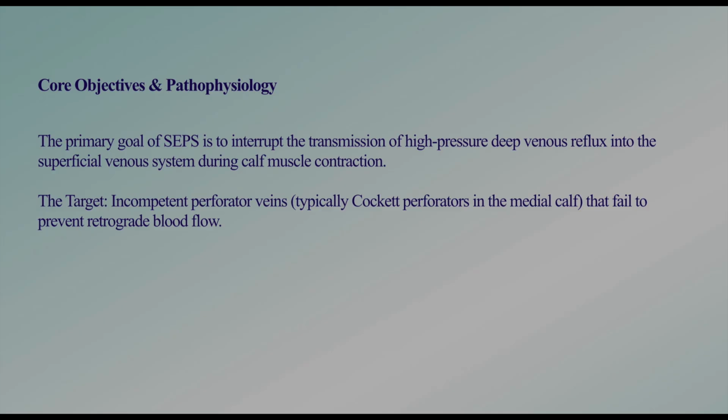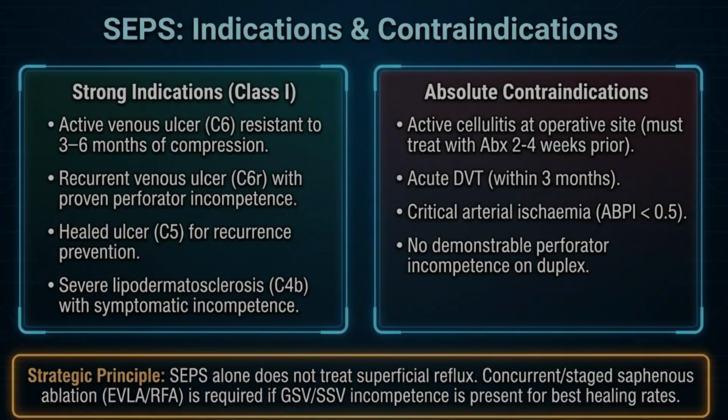The core objectives and pathophysiology of the procedure: the primary goal of SEPS is to interrupt the transmission of high-pressure deep venous reflux into the superficial venous system during calf muscle contraction. The target is the incompetent perforator veins, typically Cockett perforators in the medial calf, that fail to prevent the retrograde flow. Indications and contraindications of SEPS.